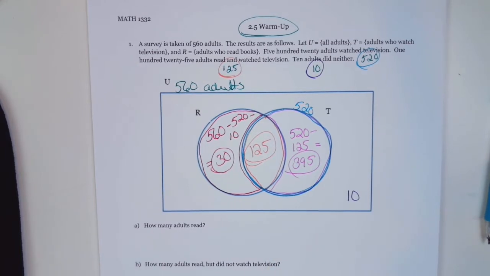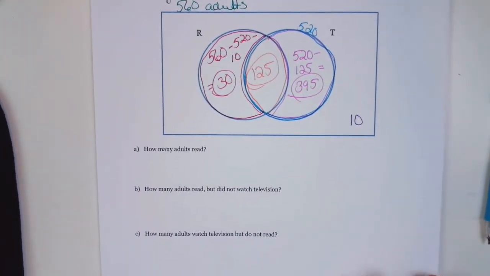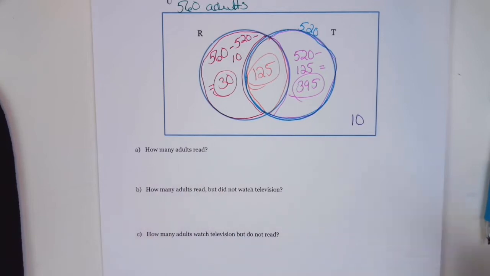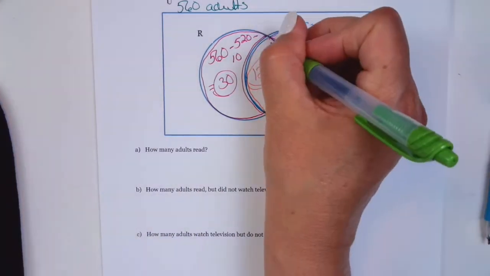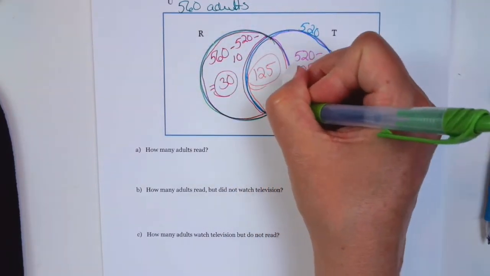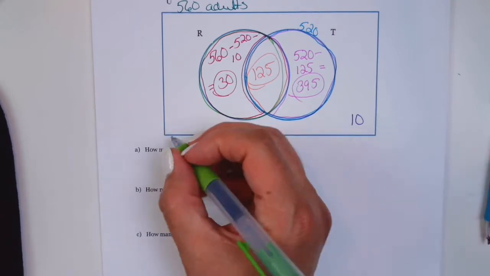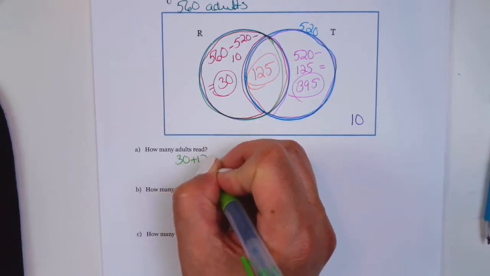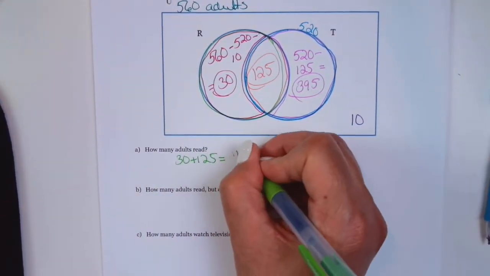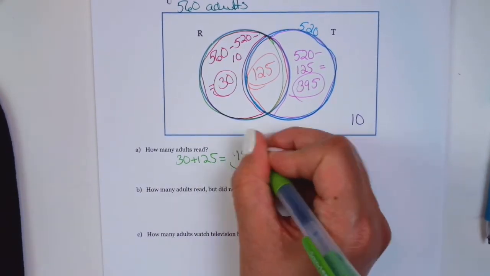So next we're going to answer these questions. How many adults read? Well, that part is this whole circle here. So we're going to take both of these numbers, 30 plus 125, and add, and we get 155.